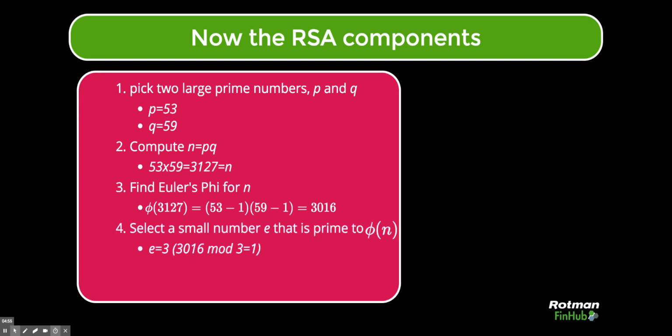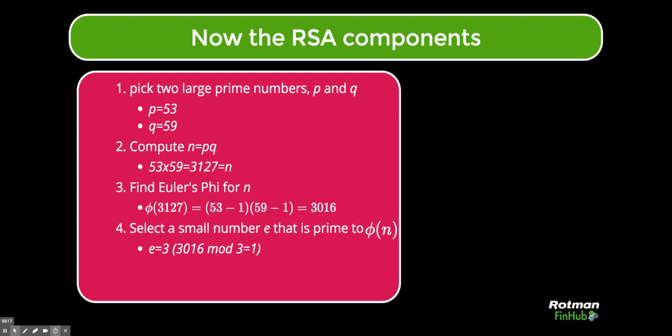Then what we're going to do is select a small number e that is prime to phi of n. So for instance, if you have 3016, what you're looking for is a number where n cannot be divided by that number. So for 3016, the smallest such number that we can find is 3.